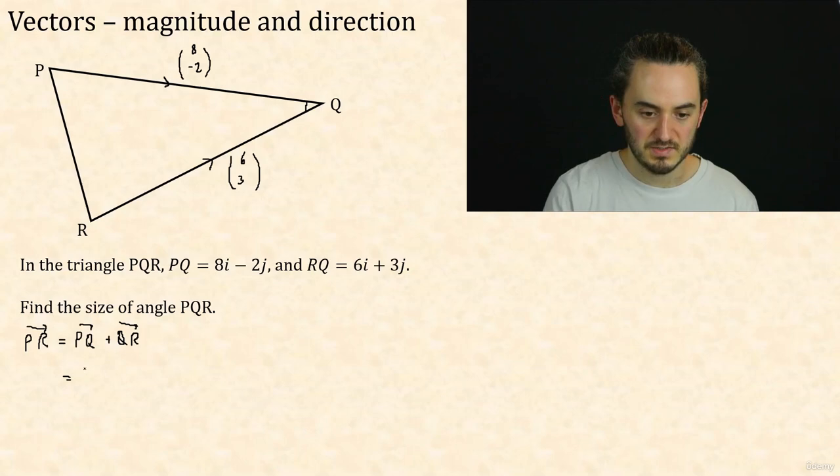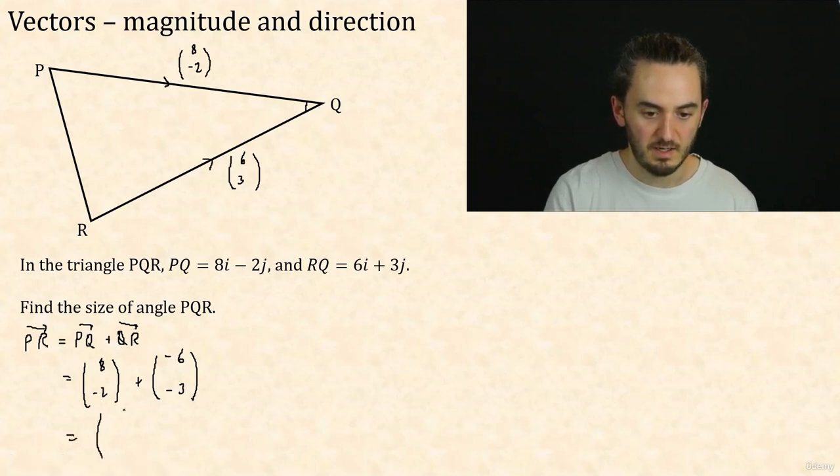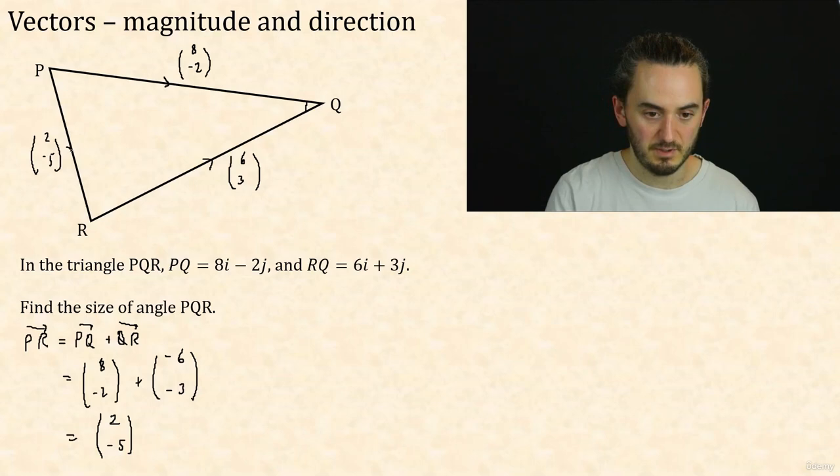So PQ is fine, we know what that is, it's 8 minus 2. But QR, well I know what RQ is, so QR must just be the opposite, the negative of that. It's the thing that takes me back. So that must be the precise opposite, it must be minus 6i minus 3j that takes me back down the road. So what do we have for PR? We get that PR is 8 minus 6 is 2, and negative 2 minus 3 is minus 5. So 2 along, 5 down. Okay, let's just put that in. So 2 along and 5 down if I'm going this way.